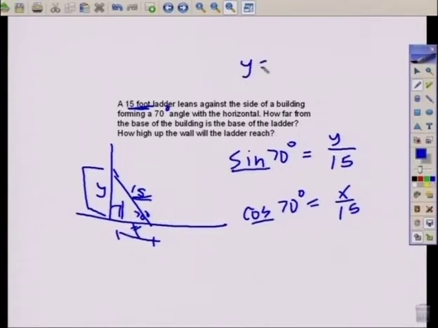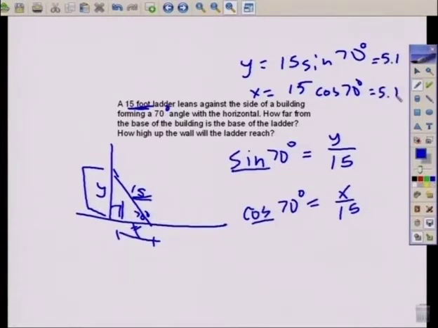So y, which represents the distance up the wall that the ladder would reach, is 15 times the sine of 70. And x, which represents the distance from the base of the ladder to the base of the wall, would be 15 times the cosine of 70 degrees, which is approximately 5.1. x is 5.1 feet, and our height was 14.1 feet.